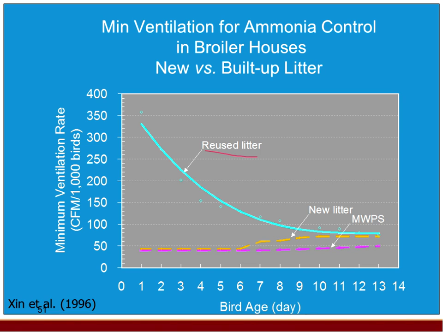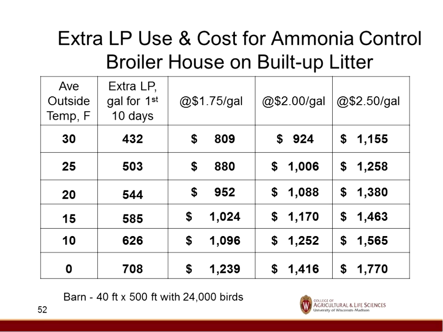So here's a graph looking at if we reuse the litter, at day one we're starting way up here. If we put fresh bedding, we're starting way down here. So we've got a huge gap here where we have to basically supply that with heat in order to overcome our requirement to get good air quality. Once we get down a week out here, then they kind of come together because the birds can handle a little less quality of air.